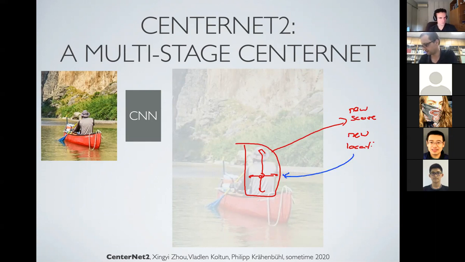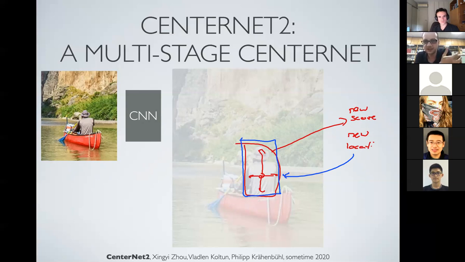Then we go back, look at the slightly updated location here, and update the score again, and we repeat this, I think, a total of 3 times in the Cascade RCNN style. And so there's really 2 ways to think about this.